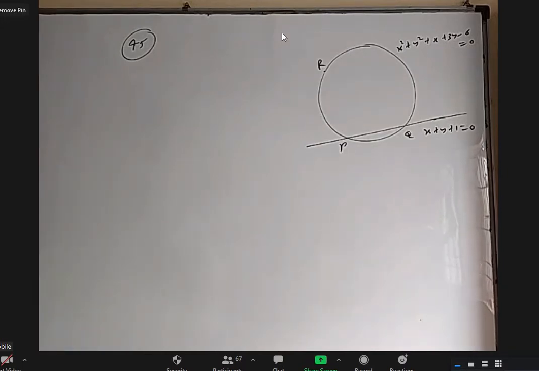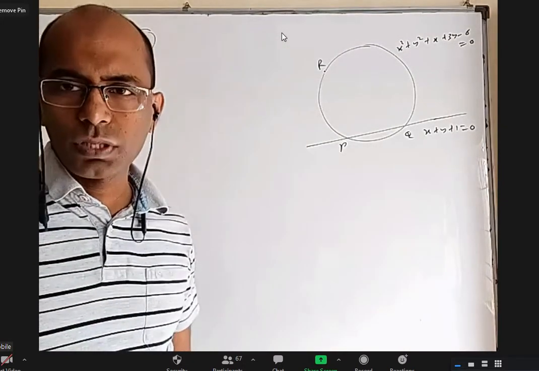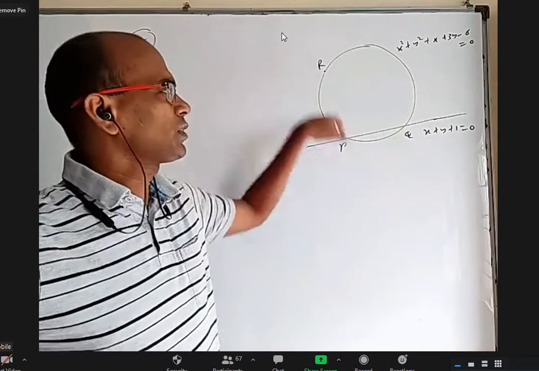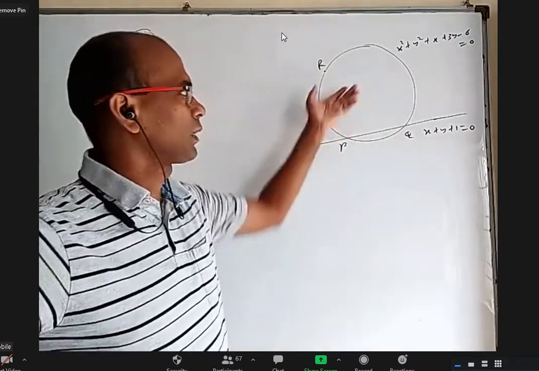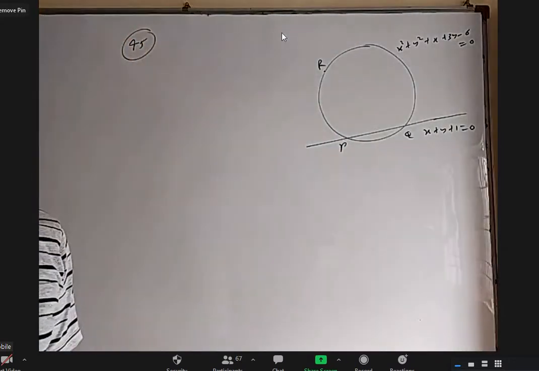I said the locus is also a circle. Locus of orthocenter of triangle PQR is another circle. What is that? Mirror image of this circle with respect to this line. It will be a circle like this, the mirror image of this. Why? That's what I stopped the class with yesterday.